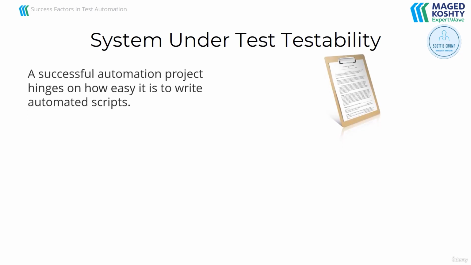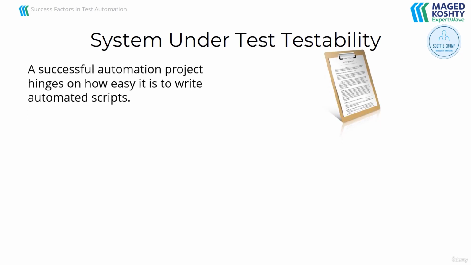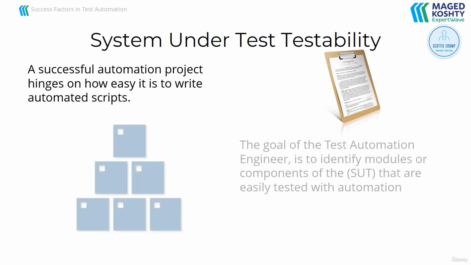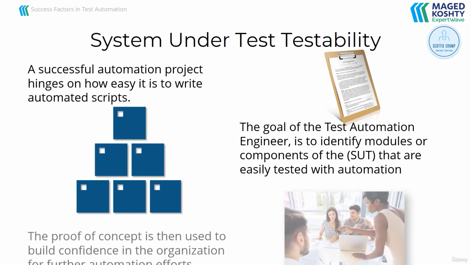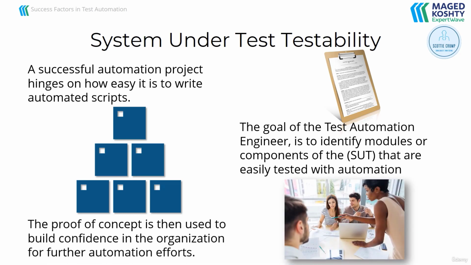Often a successful automation project hinges on how easy it is to write automated scripts. The goal of the test automation engineer, also known as the TAE, is to identify modules or components of the system under test, SUT, that are easily tested with automation and start from there to provide a successful proof of concept. The proof of concept is then used to build confidence in the organization for further automation efforts.